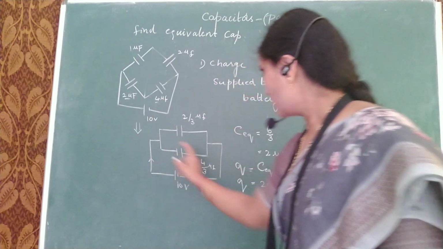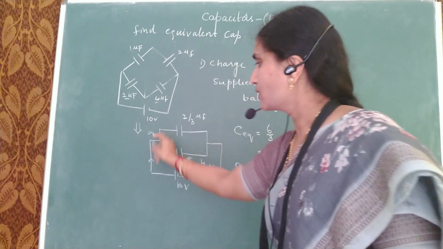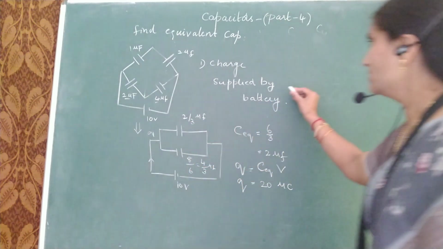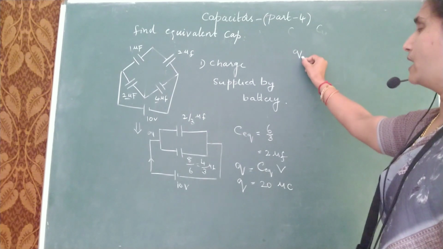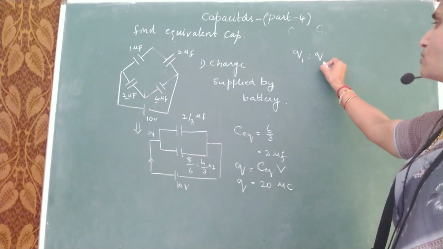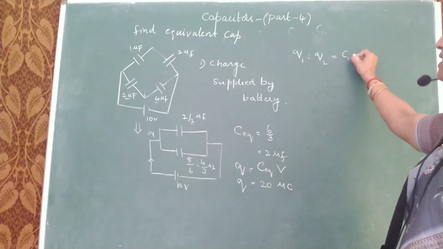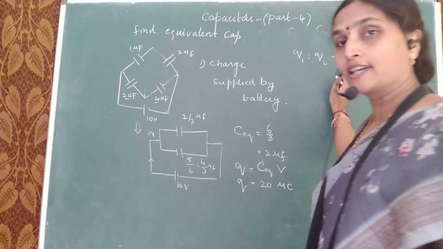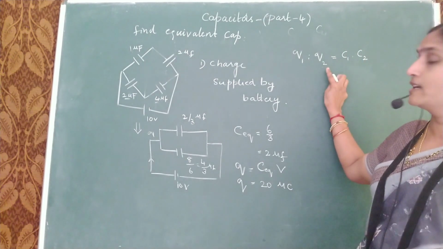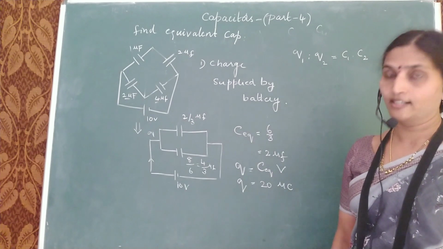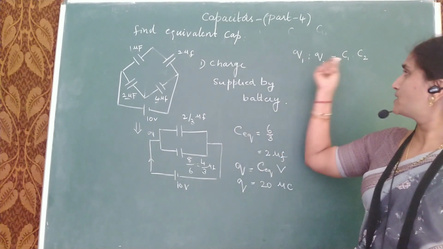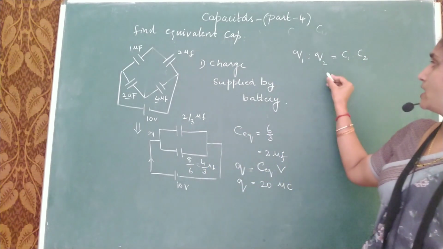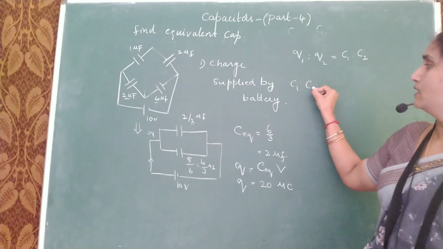So this charge which is supplied by the battery, Q, is divided between these two. And since they are in parallel combination, I told you that in parallel combination, Q1 is to Q2 is in the ratio of C1 is to C2. Charge is distributed in the order of their capacitance. So if capacitance is more, it will get more charge. If capacitance is less, it will get less charge. Now check out what is the ratio of C1 and C2. 2 by 3 is to 4 by 3.